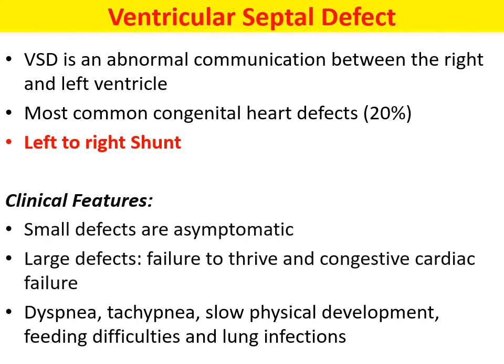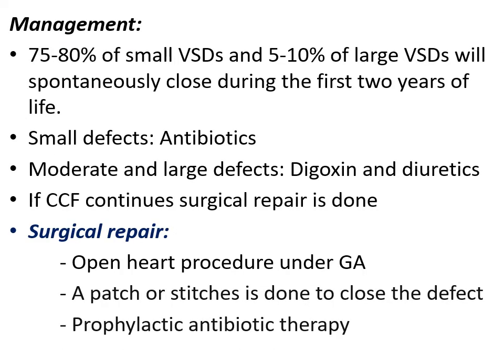When you come to the clinical features, if the defect is small, the children will be asymptomatic, and if there is a large defect, there will be failure to thrive, meaning growth and development will be stunted, and there will be congestive cardiac failure. There can also be other clinical features such as dyspnea, tachypnea, slow physical development, feeding difficulties, and lung infection.